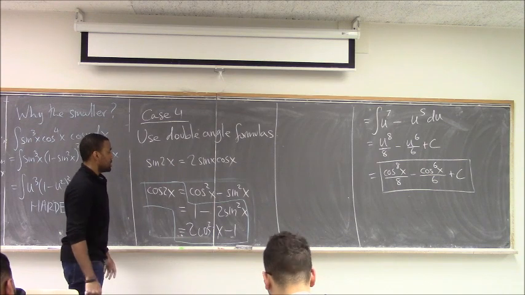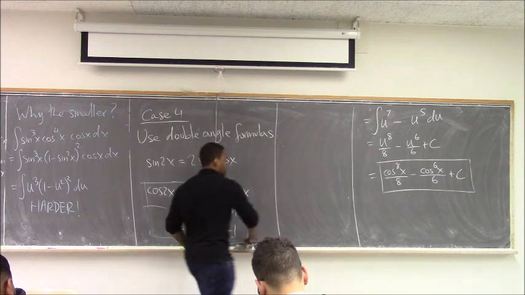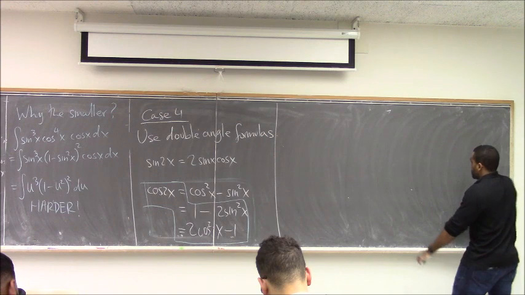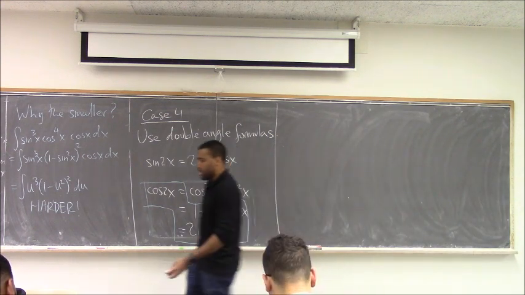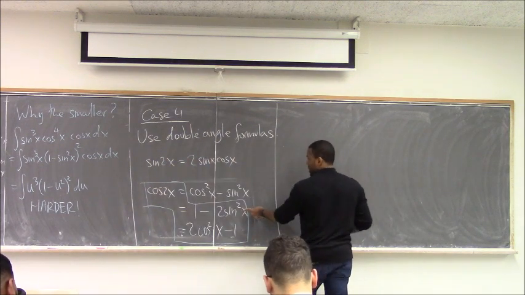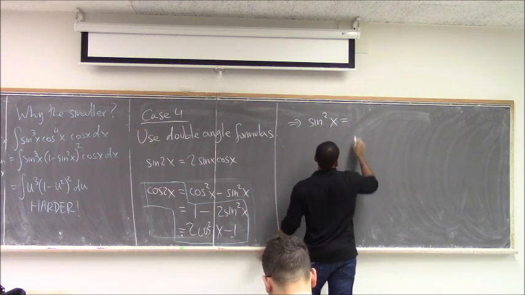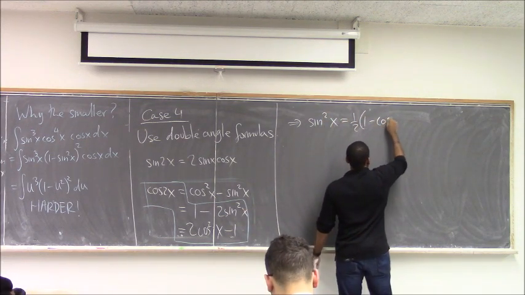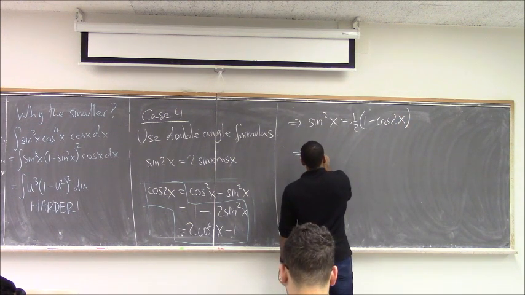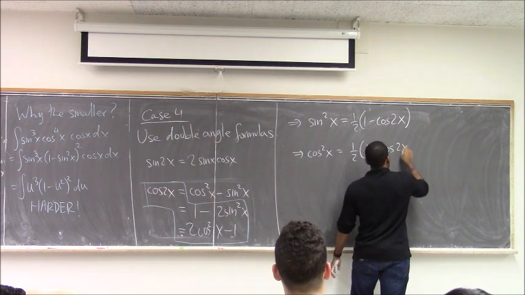The idea is here, I can actually solve for sine squared and cosine squared. And this can just be something that you know now, just know off the top of your head, it's going to be nice. If I were to take this equation and solve for sine squared, it means I can replace sine squared with 1/2 (1 minus cosine 2x). And I'd be able to solve for cosine squared, right? That is 1/2 (1 plus cosine 2x).